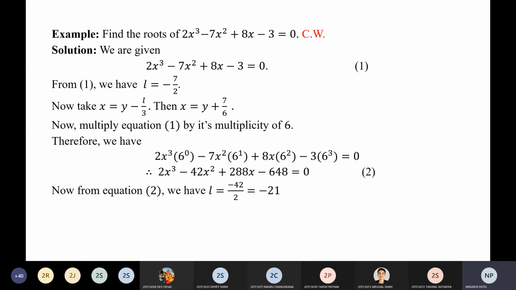a whole number, not any fraction form. Is it okay, beta? So for simplicity and convenience, we are doing this step. If you want to do it directly, you can also do that. And if for simplicity you want to multiply all this, you can do it. And by doing this, L will be minus 21, and x will be y plus 7. So write down these steps in your copy.